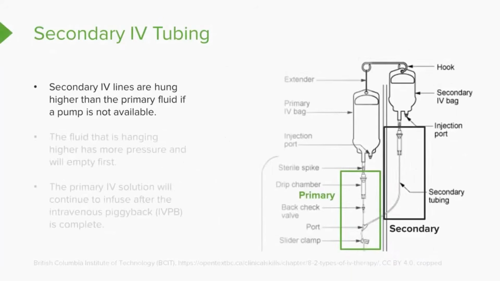Now, the secondary IV lines are hung higher than the primary fluid. So take a look at that picture. You see that we have placed an extender there. That's just a little plastic hanger. You hook it through the top of the bag and put it on the IV pole. That allows the primary tubing to be lower than the secondary tubing. Okay, that's really important because that way, when it's time to hang the secondary IV bag, it will drain out first.